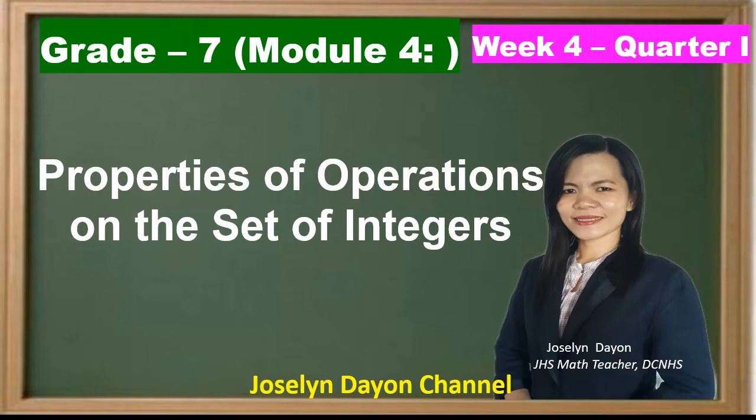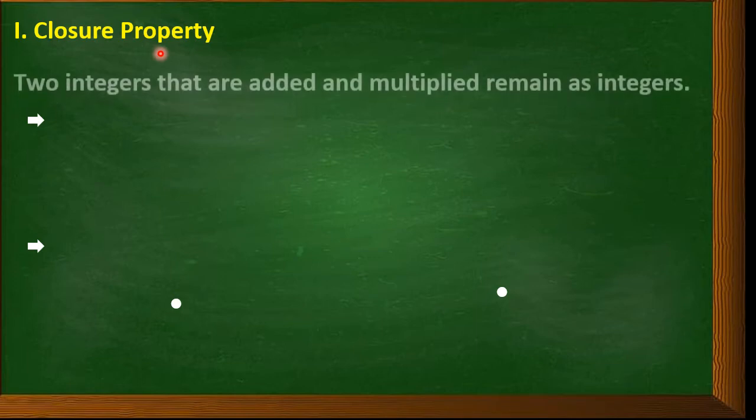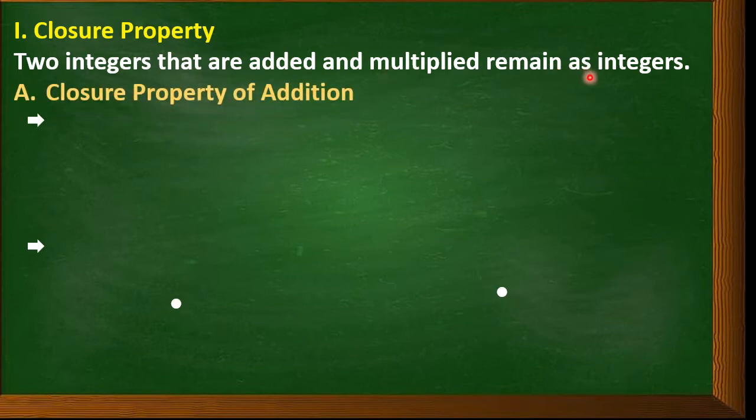For today's video, I'll be discussing properties of operations on the set of integers. Let's begin with the first property, closure property. When we're talking about closure property, it means that the two integers that are added or multiplied remain as integers. Under closure property, we have two.